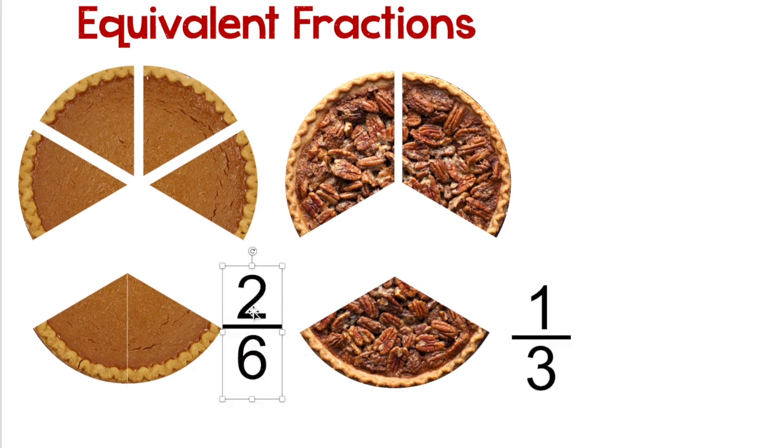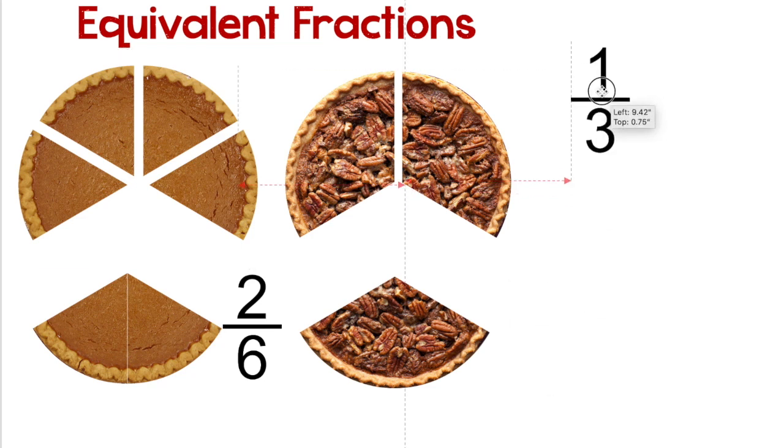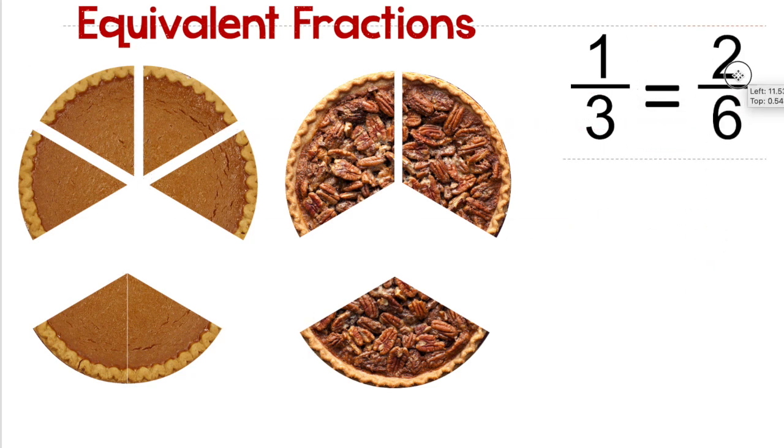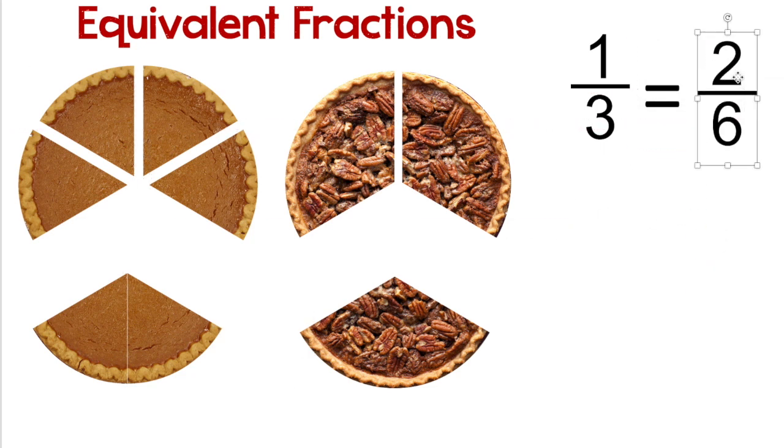This shows me that 2 smaller pieces are the same as one bigger piece. They're equivalent. So 1/3 of a pie is equal to 2/6 of a pie. 1/3 is equivalent to 2/6.